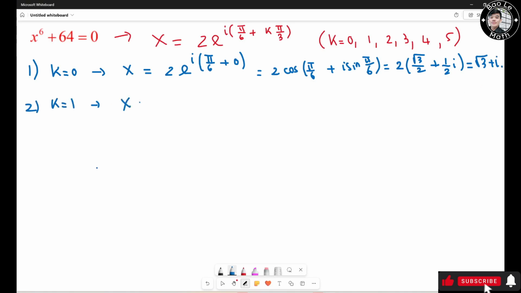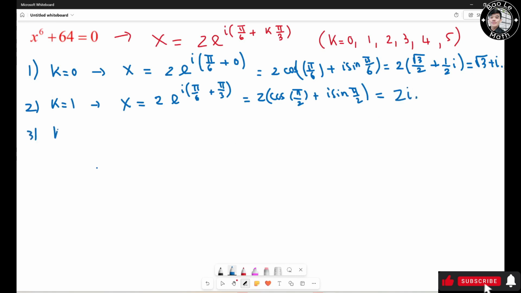For k equals 1, S equals 2 times e raised to the i of pi over 6 plus pi over 3. Alright, so pi over 6 plus pi over 3 is going to be pi over 2, right? So it's going to be 2 times cosine of pi over 2 plus i times sine of pi over 2. Then you simplify: cosine pi over 2 equals 0, sine pi over 2 equals 1, right? So this turns out to be 2i, right?